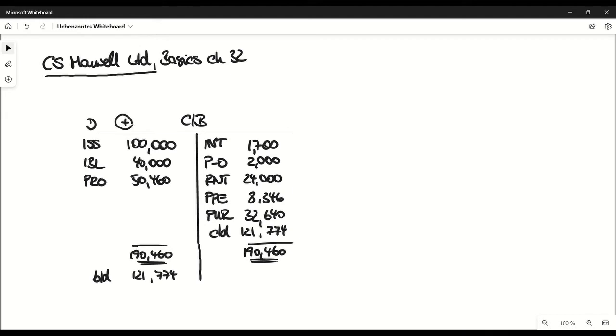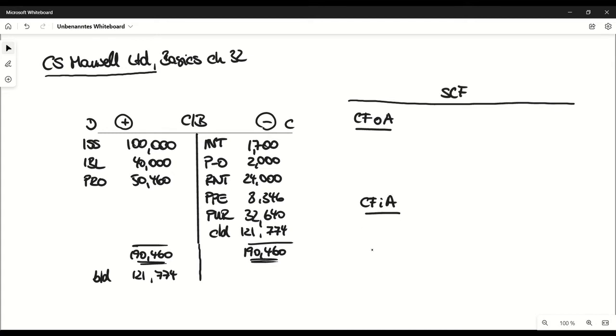The cash bank account has a debit side, which is for receipts. We indicate this by a plus, and it has a credit side, which is for the payments, which is indicated by a minus. In order to prepare a cash flow statement, it is required that we classify the cash flows. The first category is cash flows from operating activities. The next item is the cash flow from investing activities. And the last one is the cash flow from financing activities.